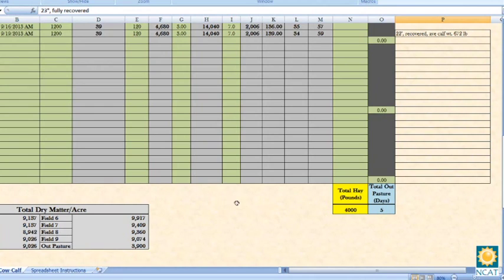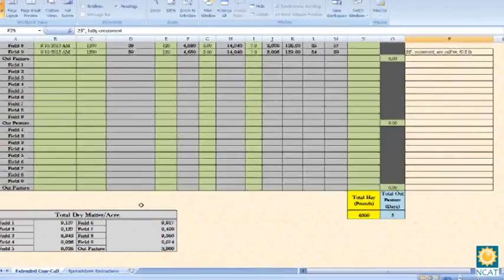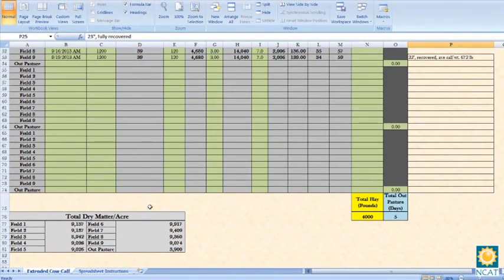Moving over here, we see a table that totals the total dry matter per acre. Use this table to compare year-to-year differences and to troubleshoot any production problems you may encounter. This table can also be used to identify fields that require renovation or possible reseeding. Management changes will be reflected in the yields generated by these tables.